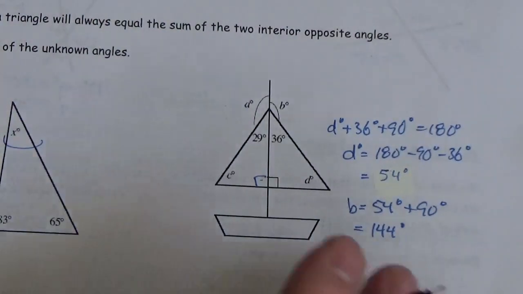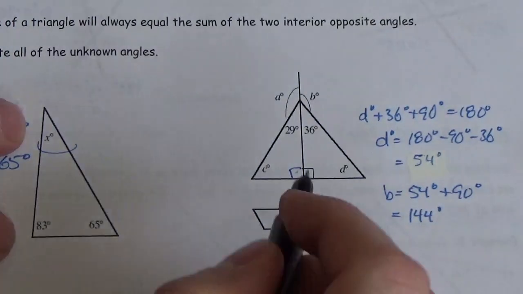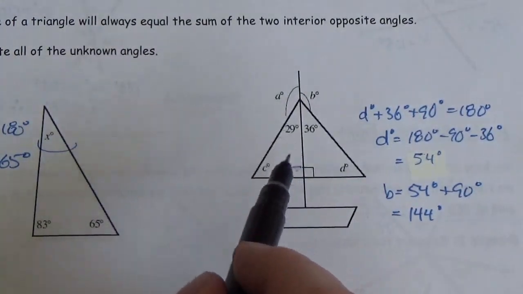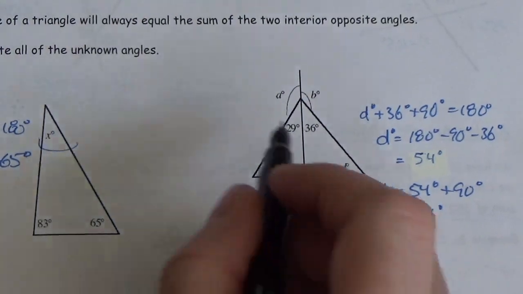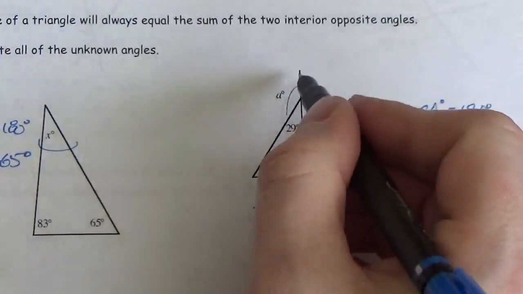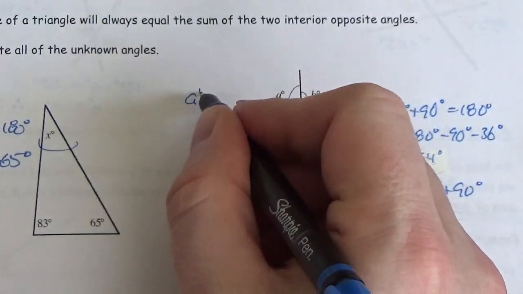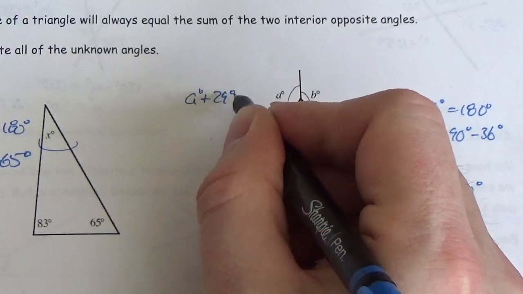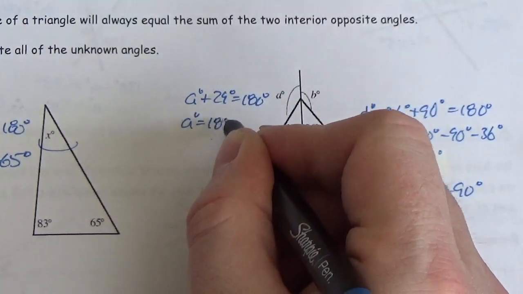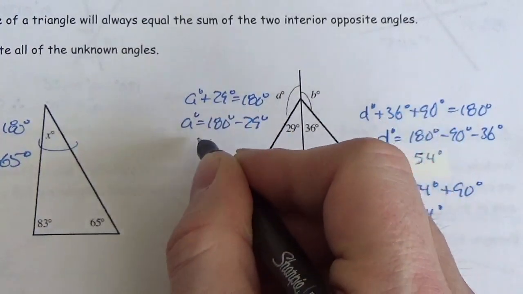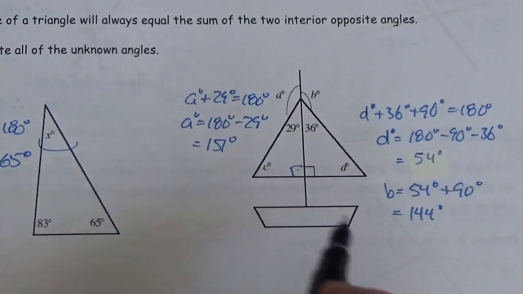Now I can do a similar sort of thing on the other side of this diagram, in the opposite direction. I know that A plus 29 must equal 180 because these are two angles on a straight line, so they're supplementary angles. So A degrees plus 29 degrees is equal to 180, which means A is going to be 180 degrees minus 29 degrees, and that's going to be 151 degrees. So I know that A is 151. Easy.